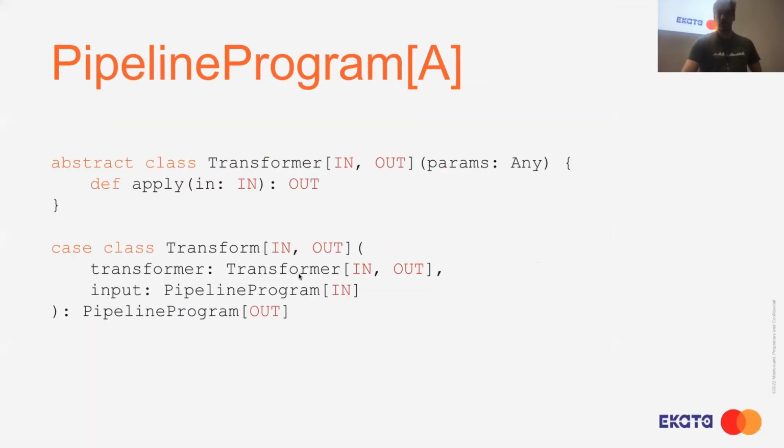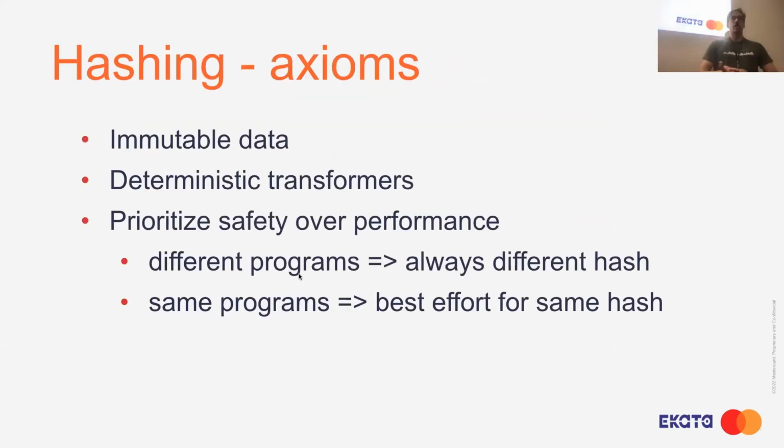However, for this hashing to work, we needed some axioms, some assumptions that must be true. First, the data must be immutable, which is not a really controversial thing to say at a functional conference. However, it must be held true for all your data on S3, GCP, everywhere else in the cloud or locally. The transformers have to be deterministic, so if you have the same input and the same transformer, the output has to be the same. And also we are prioritizing safety over performance, so different programs always have different hashes. However, for same programs, this is a best effort.